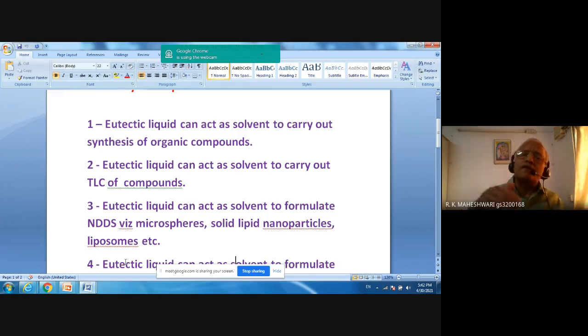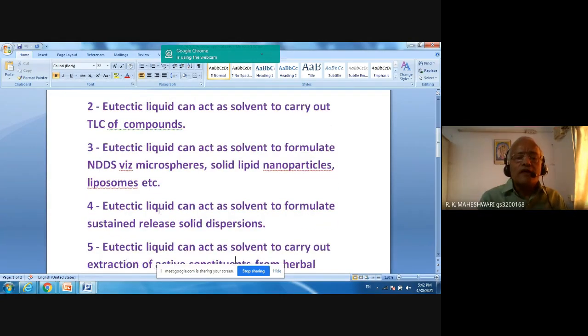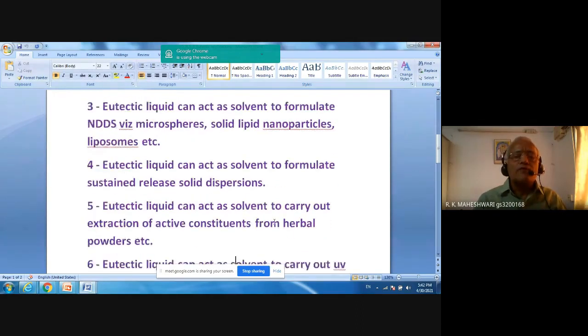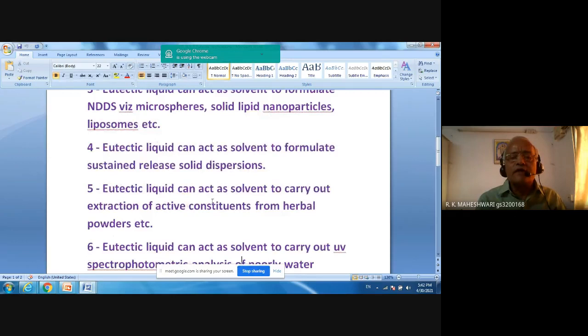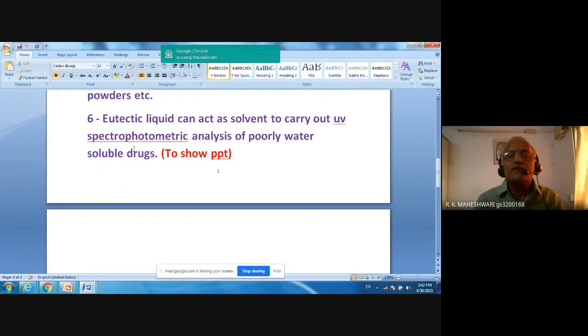Okay, so the detail you will get later on. Coming to number 4, Eutectic liquid can act as solvent to formulate sustained release solid dispersions also. Then number 5, Eutectic liquid can act as solvent to carry out extraction of active constituents from herbal powders, etc. Okay, this I will explain to you in extraction. Number 6, Eutectic liquid can act as solvent to carry out UV spectrophotometric analysis of poorly water soluble drugs.